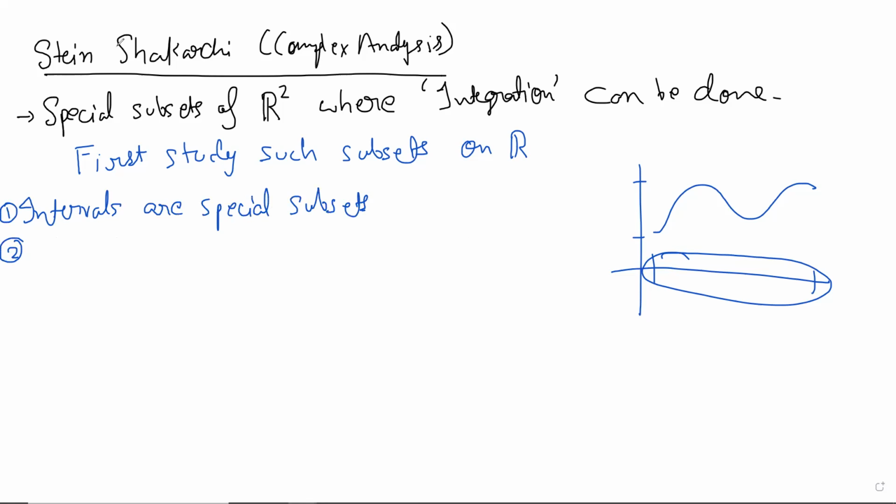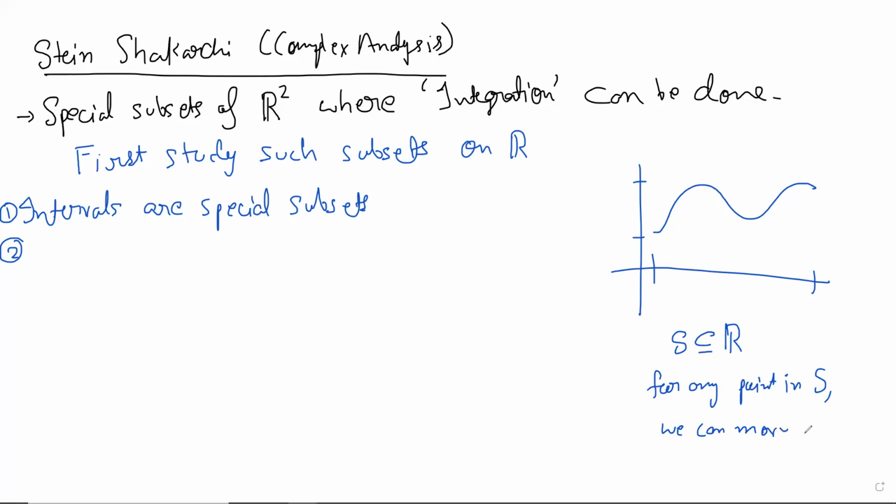So if you have a subset of R, let's say S, which is a subset of R, and you are trying to study some process for which S is serving as the domain, as something that is parameterizing time, something like that. And sometimes what you might want is, for any point in S, we can move a little. I'll formalize this, of course, but move a little and still be in S. Sometimes we are very much interested about these kind of subsets.